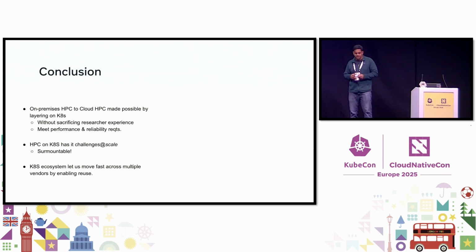The Kubernetes ecosystem allows us to move fast across multiple providers. Support from cloud providers is obvious, since it's vastly supported industry standard, so it's much easier to adopt and reiterate on.